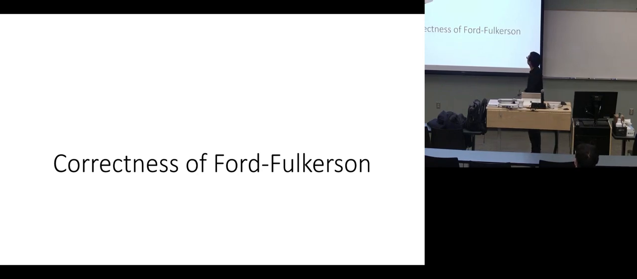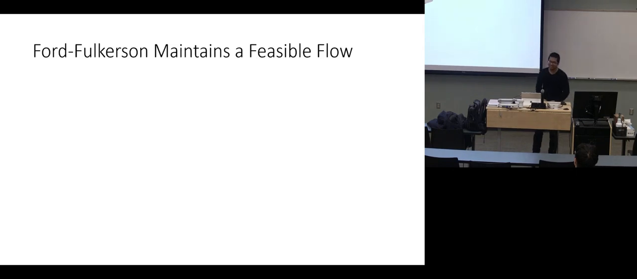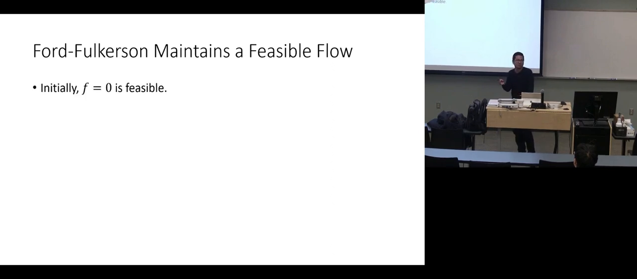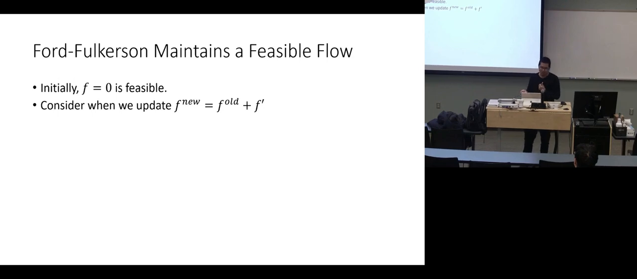So first of all, let's forget about whether it returned you a maximum flow. At least we want to argue that it returned you a feasible flow. It's a valid flow. What I want to argue is that at any point of time, the flow that we maintain is always feasible. Initially, the flow is zero, so trivially it's feasible. Now let's argue that every time we update the flow by f prime, given that the old flow was feasible, the new flow must be feasible as well.